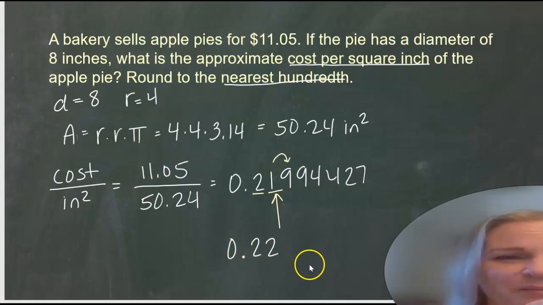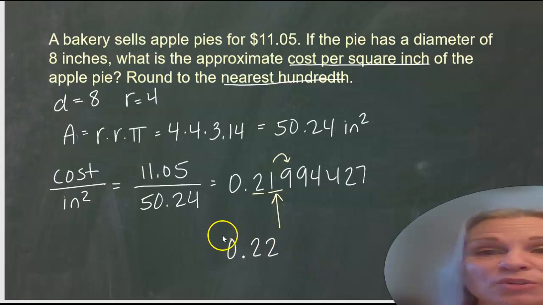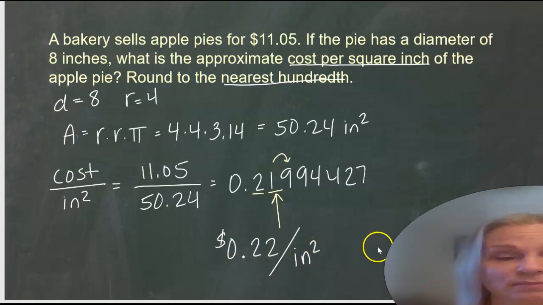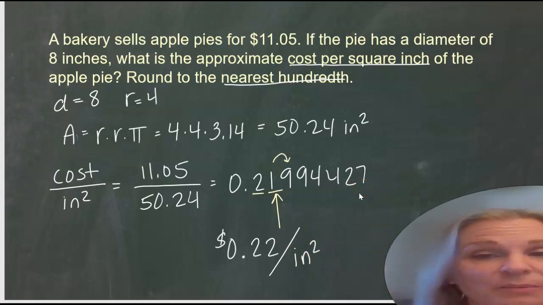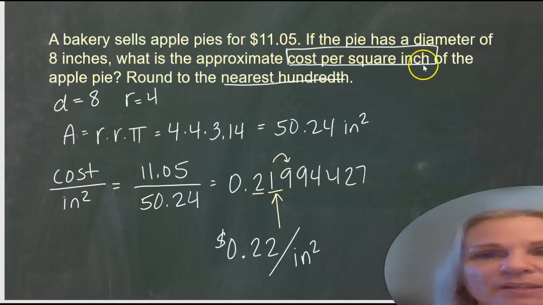Now, I know that doesn't sound like a regular dollar amount, but it's less than $1, right? It's 22 cents. So the cost per square inch, it's 22 cents per square inch, right? We use the fraction bar or the slash, if we do it sideways, as per. So 22 cents per square inch. It's right there in the directions. If you have to find something per something else, it's always the first one divided by the second one. All right, keep that in mind.